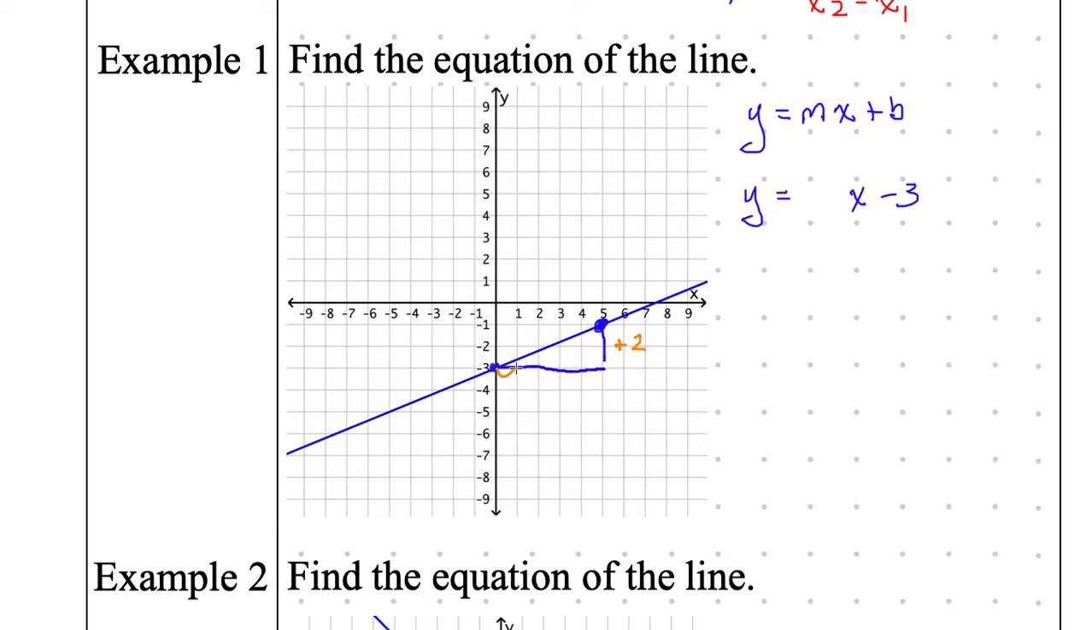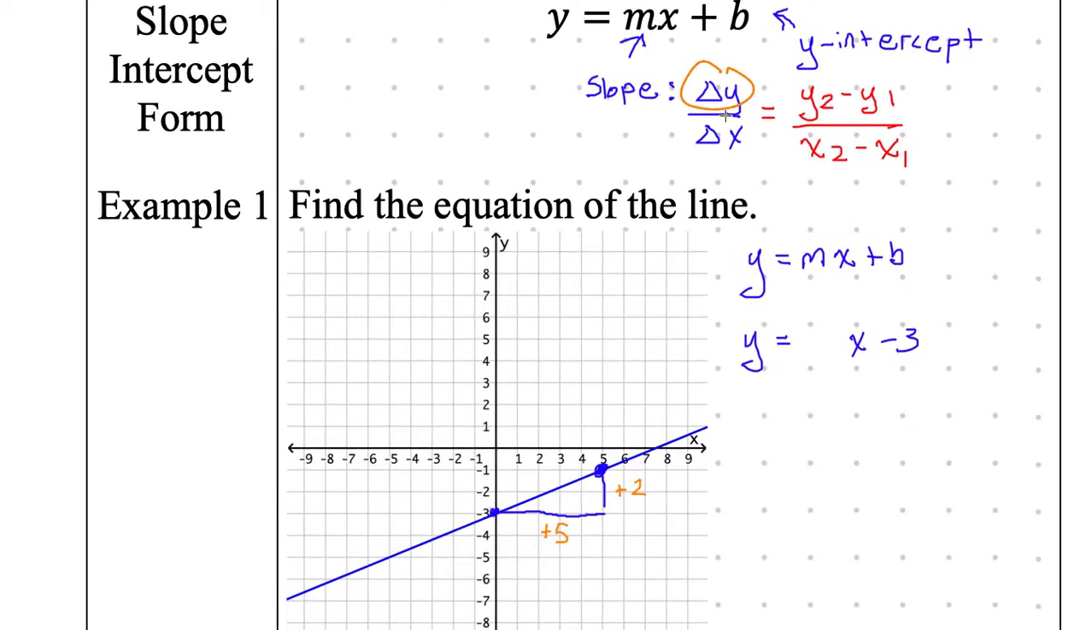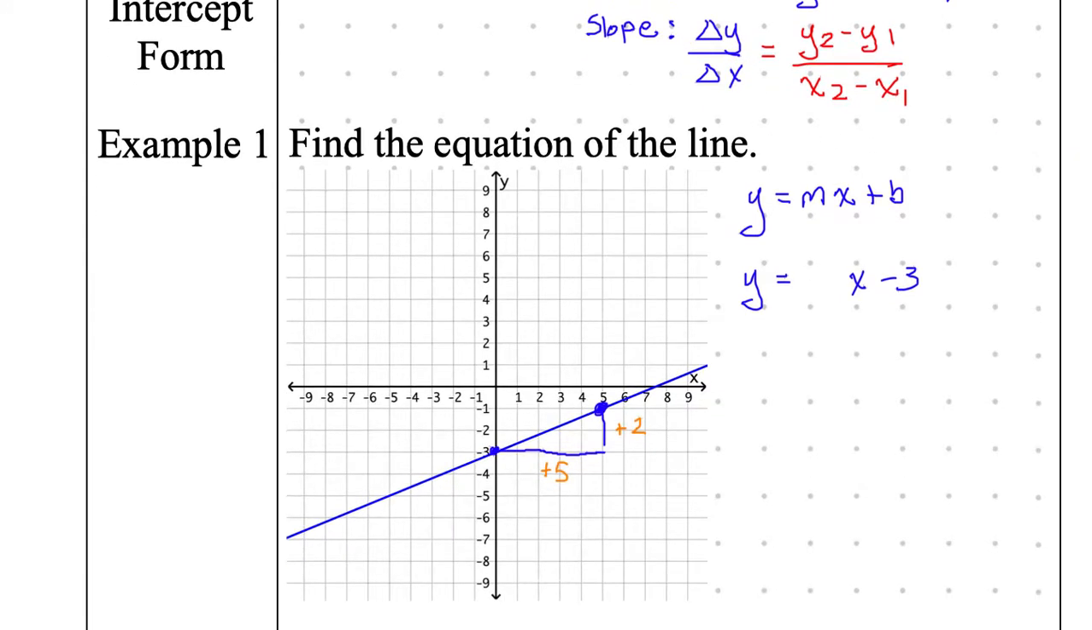So I'm going over 1, 2, 3, 4, 5. So this is going to be a +5. You should always have a positive because you're always going to the right. Sometimes you will have a negative for the y-coordinate, so be careful on that. This one says my delta y is 2, my delta x is 5, so it's going to be 2 over 5 for my slope. 2 over 5. And there's my answer. Y is equal to 2/5 x minus 3.